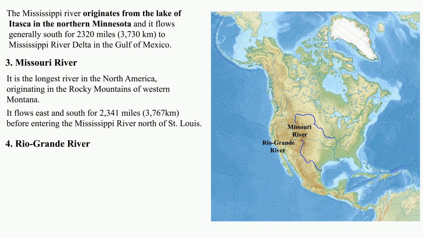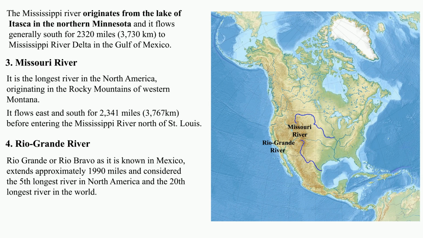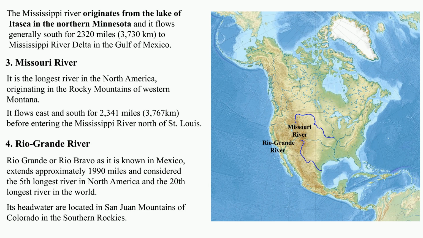Now the next important river is the Rio Grande River. Rio Grande, also known as Rio Bravo in Mexico, extends approximately 2,000 miles and is considered the 5th longest river in North America and the 20th longest river across the world. Its headwaters are located in the San Juan Mountains of Colorado in the southern Rockies. So you remember it originates from the San Juan Mountains of Colorado in the southern Rockies.